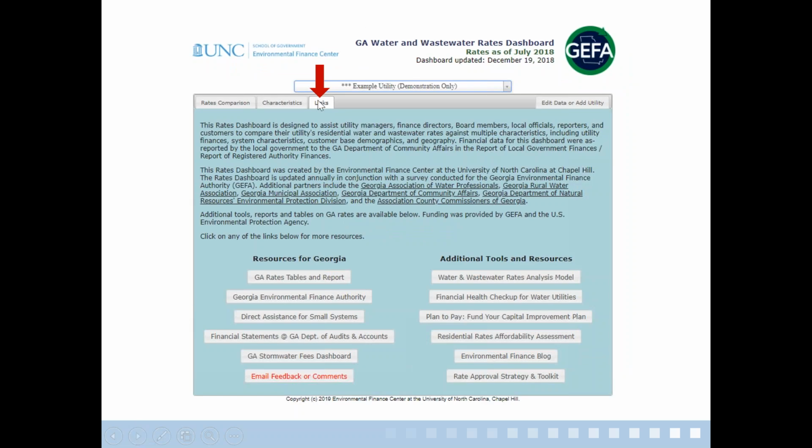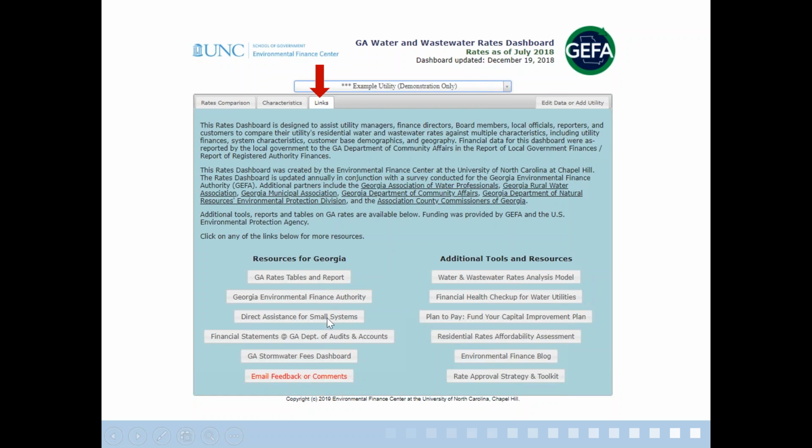All right, our last tab here on the right is links. Maybe people forget about this, but there's actually a lot of good information in here. This gives you the description of how this survey and dashboard came to be, obviously from the Georgia Environmental Finance Authority and the work that we do. There's links specific to Georgia. This includes our rates tables and report that we do every year.